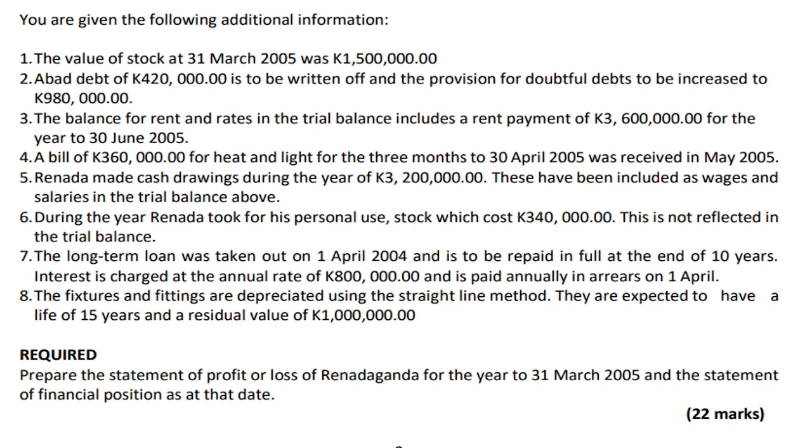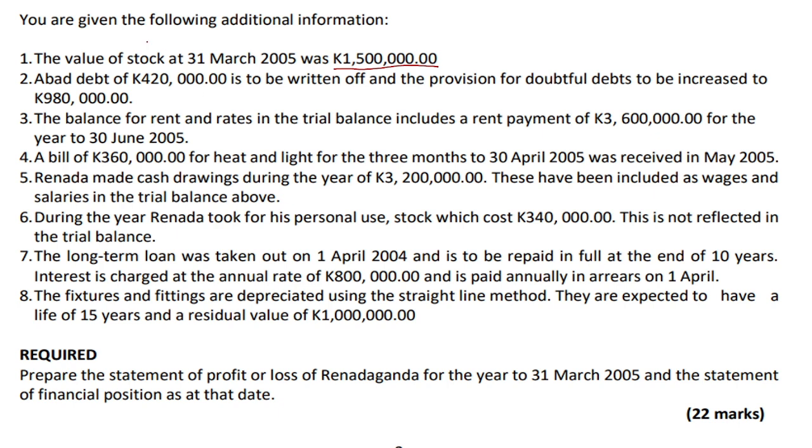The question goes further to say, you are given the following additional information. Take note. The value of stock at 31st March 2005 was 1.5 million. Okay? Meaning this is the closing inventory.